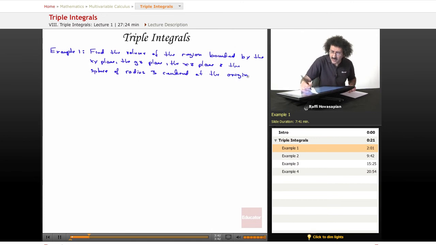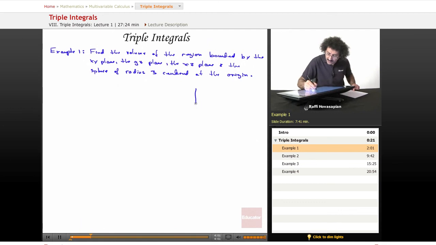So in this particular case, they didn't really give us a lot of information. There's no real equations. They're just giving me things by which it's bounded. They're expecting me to know the equation for a sphere of radius 3, and the xy, yz, xz planes. So let's talk about what this looks like.